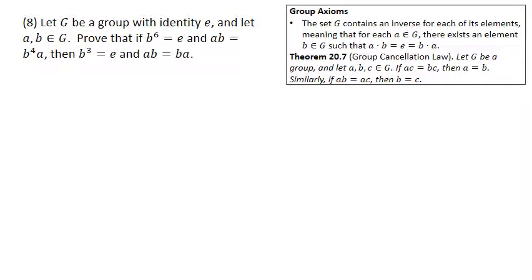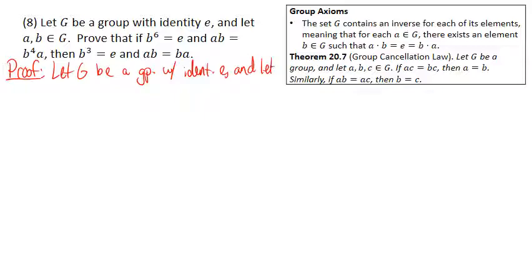Okay, so let's look at number 8 here. Let G be a group with identity E, and let A be in G. Okay, so I'm just going to copy those statements into my proof. So let G be a group with, just abbreviating, identity E, and let A be in G.